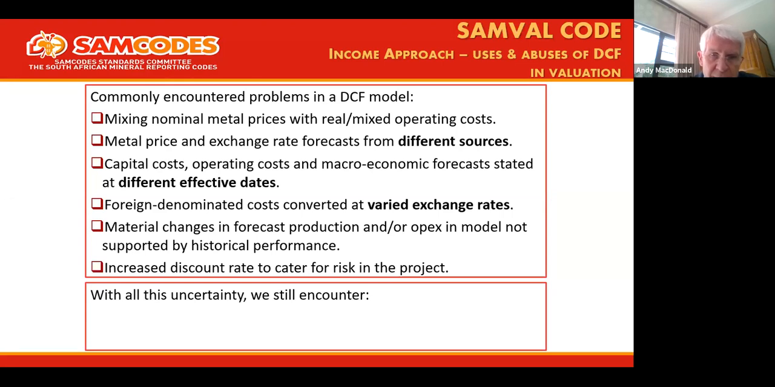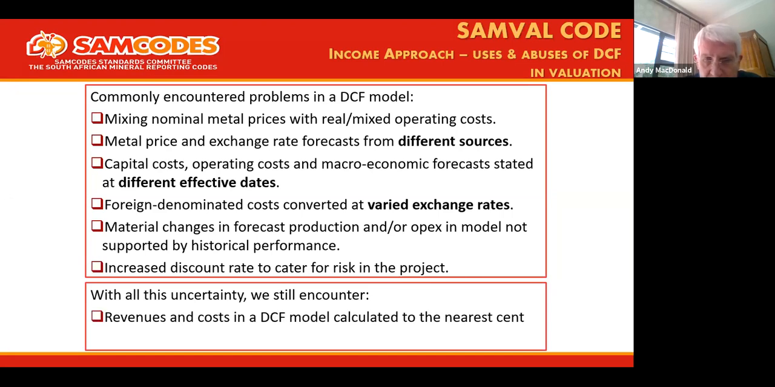Now, with all these things that I have raised, with all the concerns, the issues, the bases, and the assumptions that underlie all of this, you still see revenues and costs in the DCF model calculated to the nearest cent. In the case of reporting of resources and reserves, we are required to round the numbers off to show the level of confidence. So you never see a resource being quoted to the nearest ton. It would maybe be reported to thousands of tons or even millions of tons to 1 decimal point. Why then should a revenue and a cost be presented to the nearest cent?